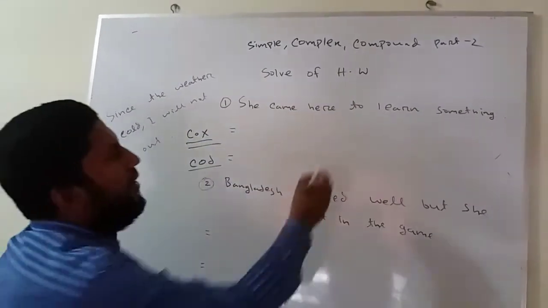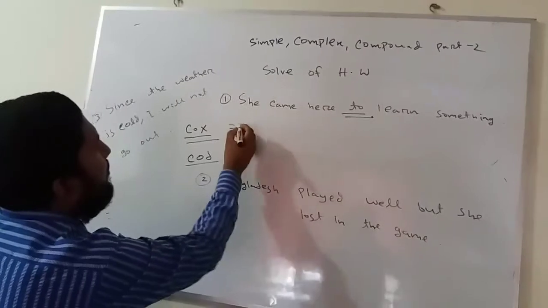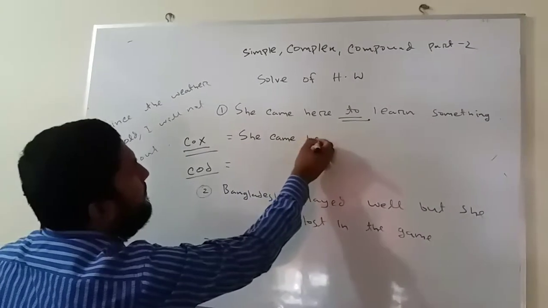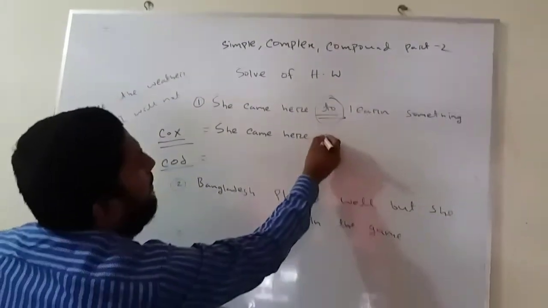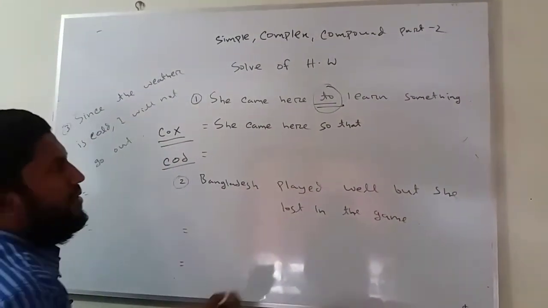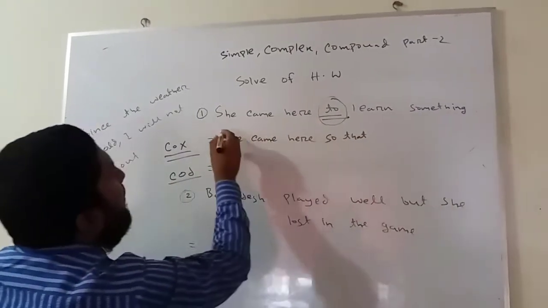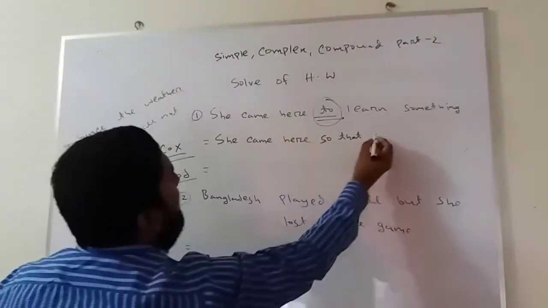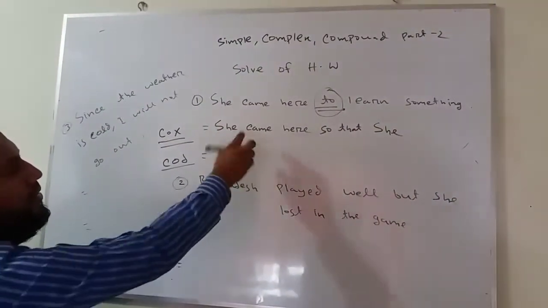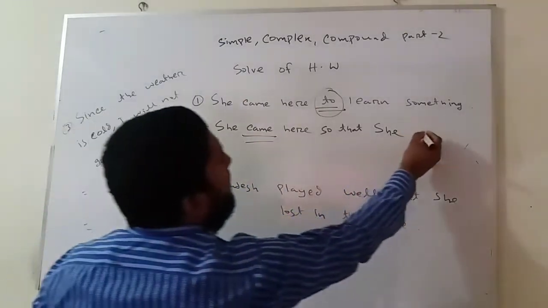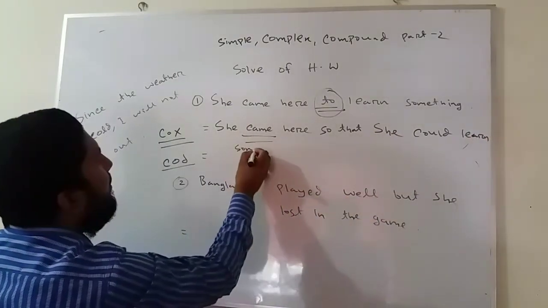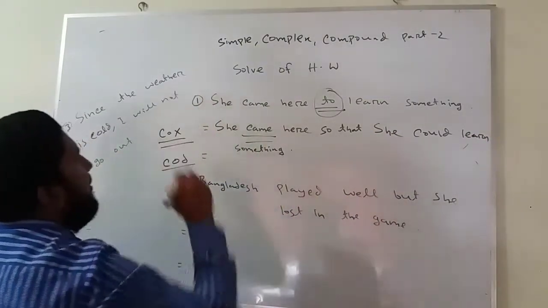She came here to, here "to." Before "to," we will put, she came here. Instead of "to," use "so that." You can also use "in order that." So that, then you will have to follow a structure. Then the subject is she, and you will have to use can or could. This is the past form, so you will have to use could. She could learn something. This is the complex format.